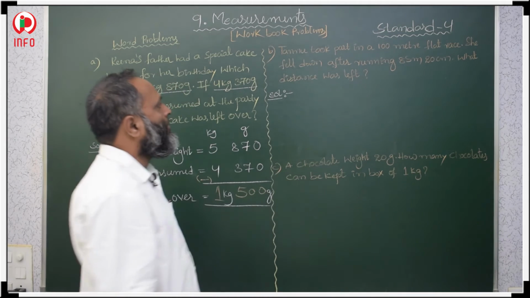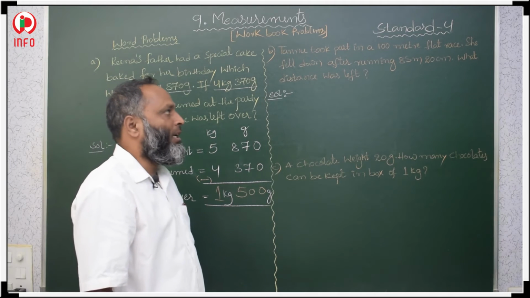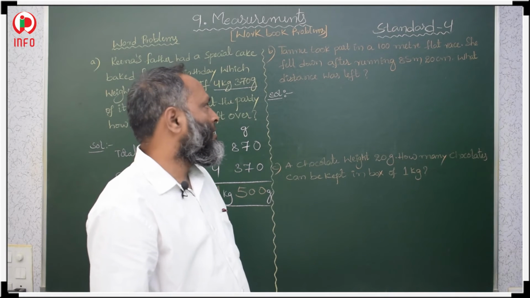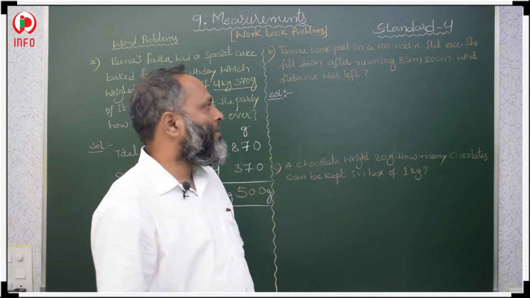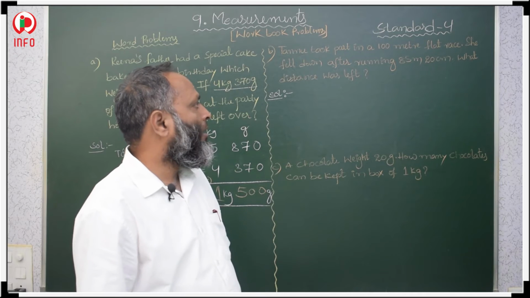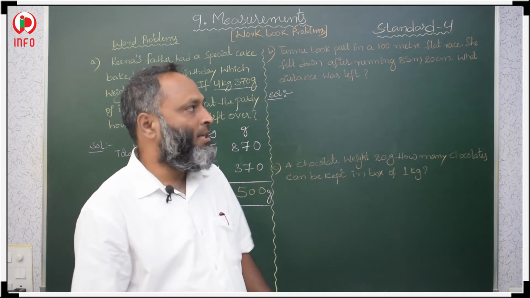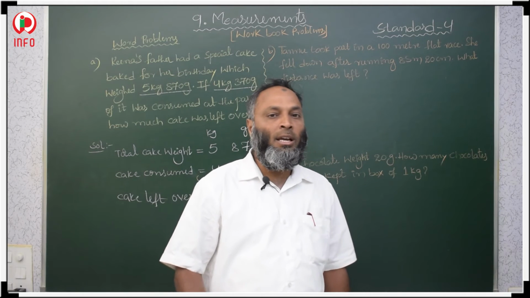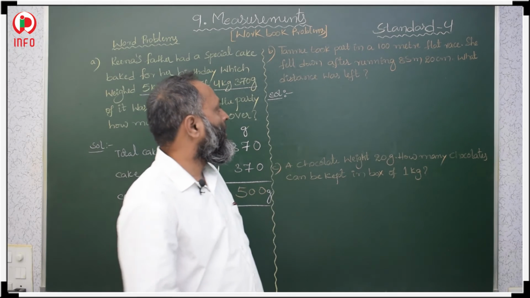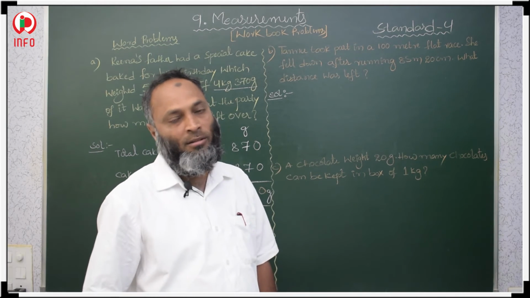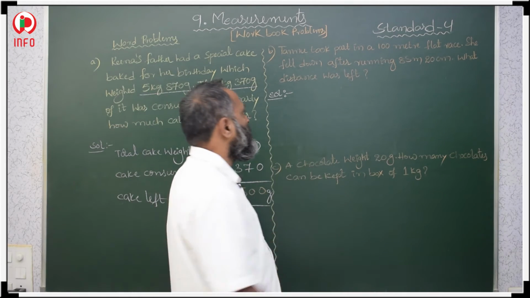See here. Tannu took part in a 100 meters flat race. She fell down after running 85 meters 20 centimeters. So after running 85 meters 20 centimeters, she fell down. Then how much distance is left, he is asking. Left means subtract. The total race is a 100 meters race. In that she ran 85 meters 20 centimeters and then fell down. How much distance is left means subtract from the total distance.